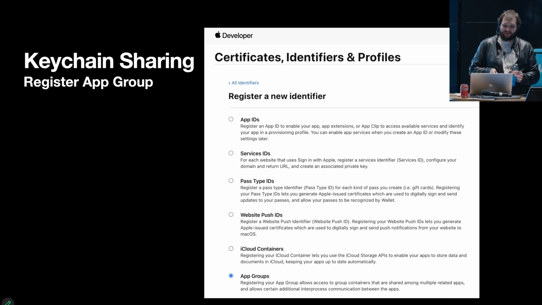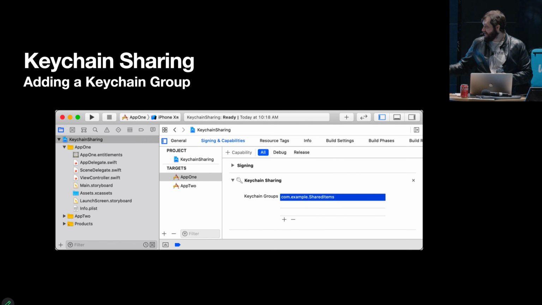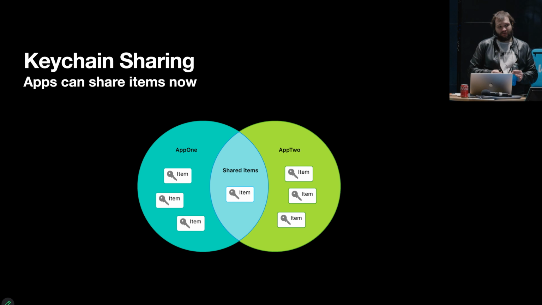And you register it on the developer portal. You select register a new app group, and then you create a new group container in your Xcode window that looks something like that. There is a keychain sharing now, but in case of app group, it will have application group written, and the group name. And after you do that, your items will be available for both apps if you initialize the keychain with that group name.